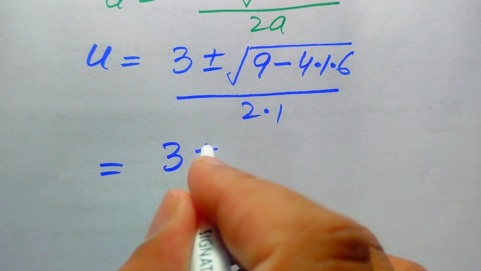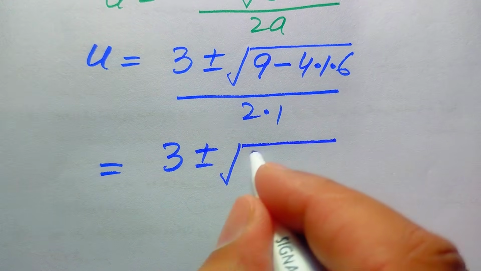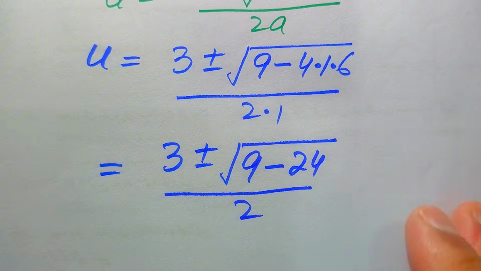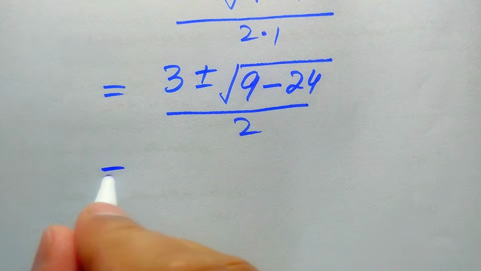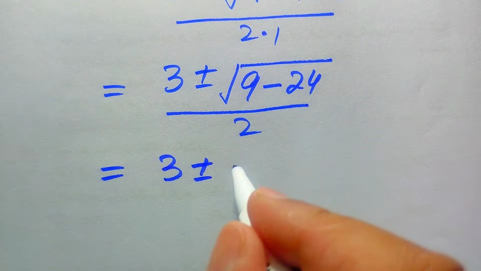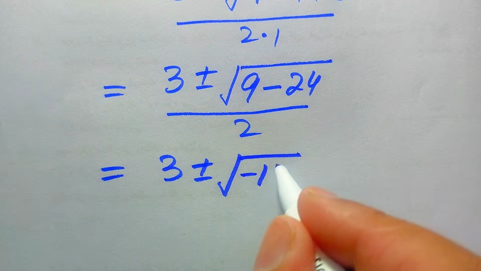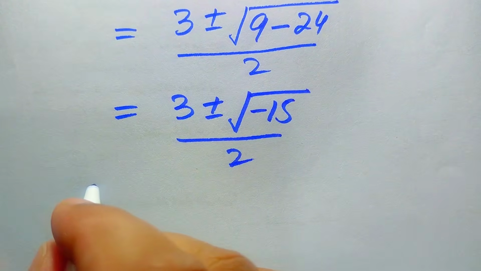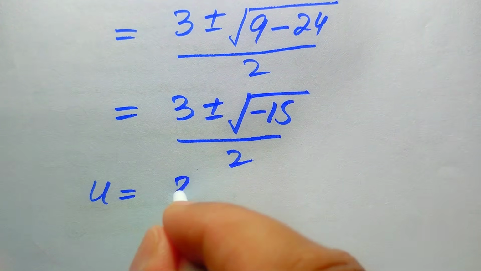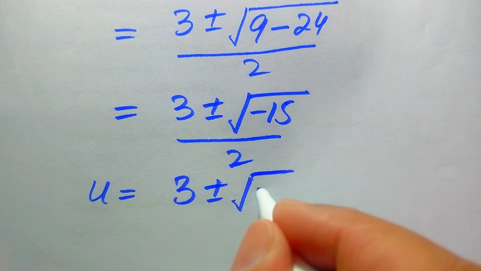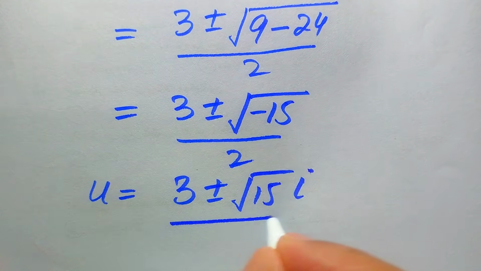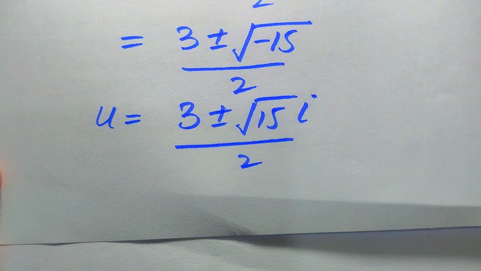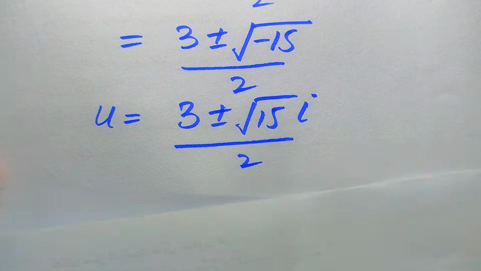Further, in the next step we have 3 plus minus square root of 9 minus 24, divided by 2. Finally we have 3 plus minus square root of 9 minus 24 becomes minus 15, divided by 2. And you very well know that when a negative sign appears inside the square root, it becomes iota, and we get 3 plus minus square root of 15 iota, divided by 2. So these are the two values of u.